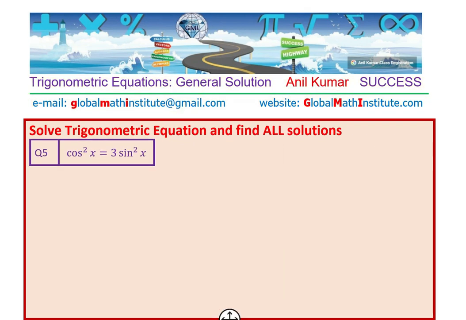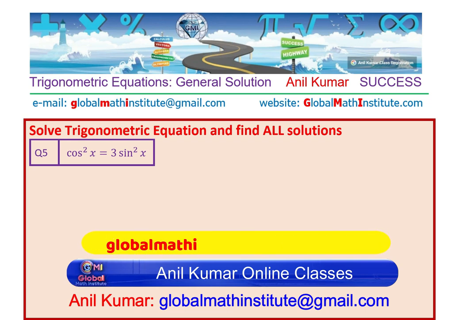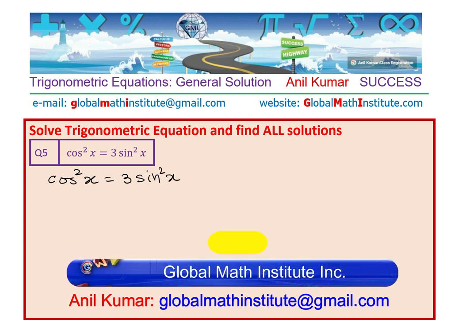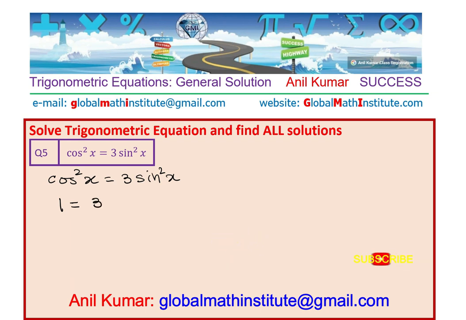Perfect. Now let's take the second question, which is question number 5 in our list of 9. Now we have cos square x equals to 3 sine square x. Let's rewrite the question. Cos square x equals to 3 sine square x. Relatively simple. We'll just divide. And so we get, if I divide by cos square x, I get 1 equals to 3.